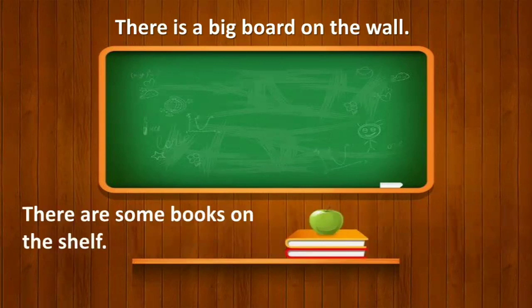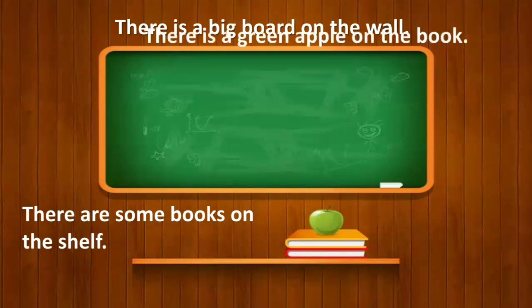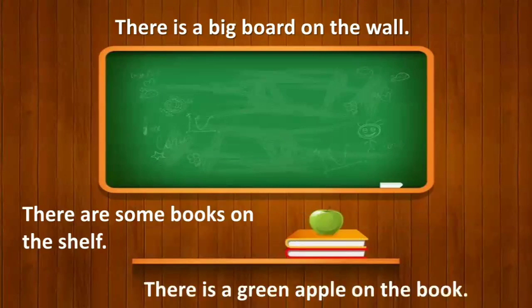There are some books on the shelf. Can you guess which books are those? Yes, those are teachers' important books. Maybe your attendance register or teacher's daily diary. Now, where is the apple? Yes, the apple is on the book. So you can say, there is a green apple on the book.